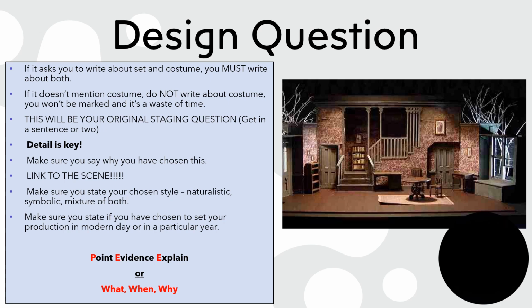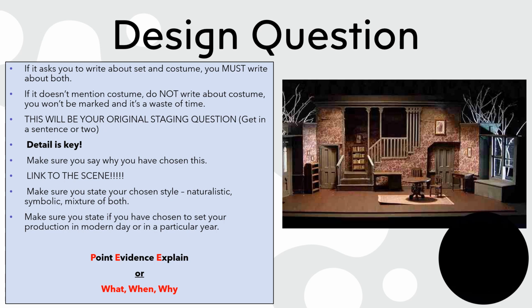Only write about what it asks you to write about, whatever's in the bullet points, whatever's in the question. This is likely to be your original staging question, so make sure you get a sentence or 2 in here about that and link it to whatever it is that it's asked you to talk about. Detail is key. Make sure you are giving lots of detail. Make sure that you say why you've chosen to include this.